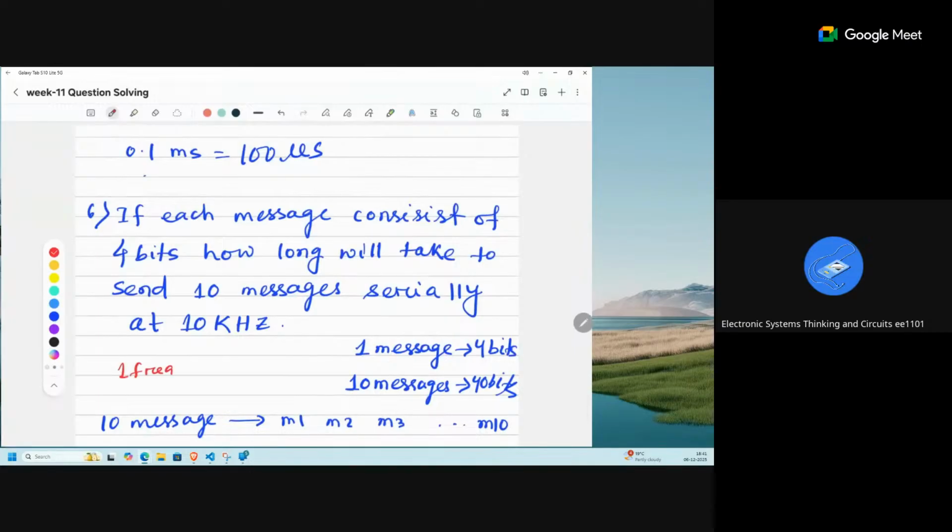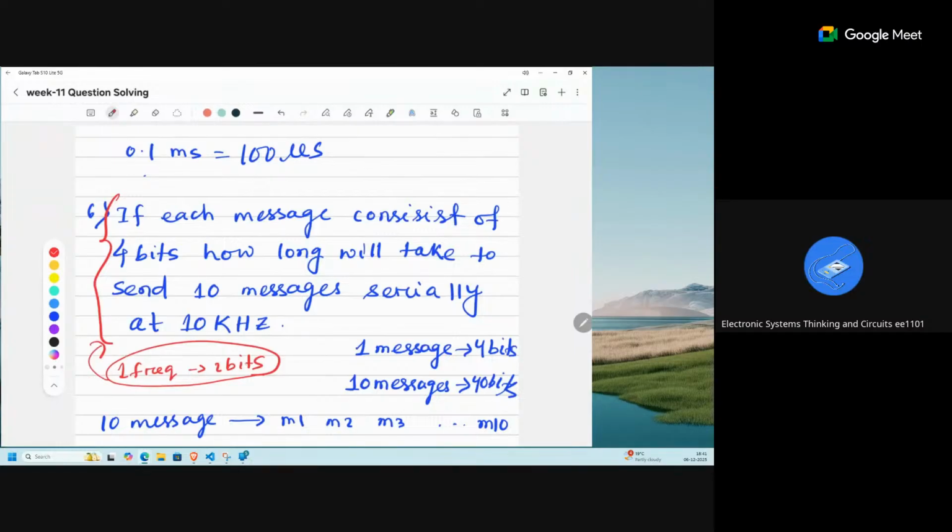Whatever you are saying, one frequency, 2 bits, that statement is not at all satisfying with this. We only know that one message has 4 bits. Nowhere is it mentioned one frequency, 2 bits. Only that each message contains 4 bits.